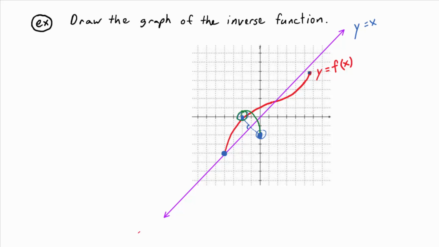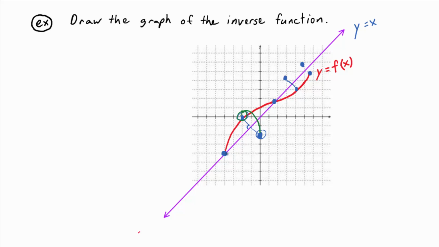And you could do that for a lot of relevant points. So this point right here, if you just do it visually, is going to flip, just eyeballing it, right about here. If I make it big enough, I'll actually hit it. And this point right here, I'm just going perpendicularly across, trying to get the same distance away, goes over there. And then this point is on the line y equals x, so it doesn't go anywhere.